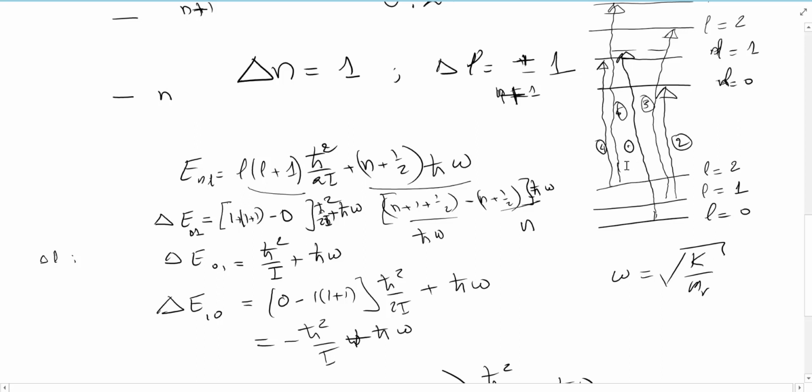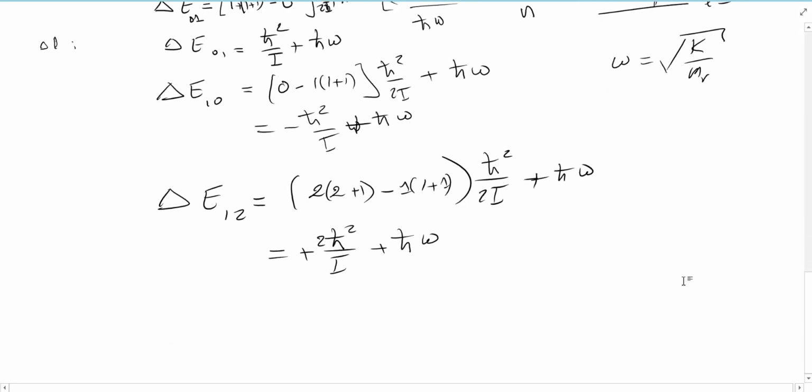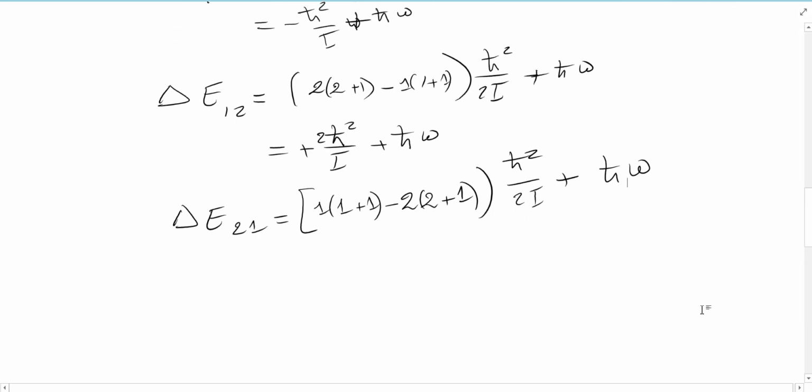Let's look at the number 4. Number 4 is going from L equals 2 all the way to L equals 1. So ΔE from 2 to 1. Okay, the final state is 1. That means 1 plus 1 minus 2 times 2 plus 1. The whole thing is ħ squared over 2I plus ħω. Okay, here is the deal. You have 2 minus 6, which is negative 4, divided by 2, that's negative 2. So this is actually the lowest so far of all of them.